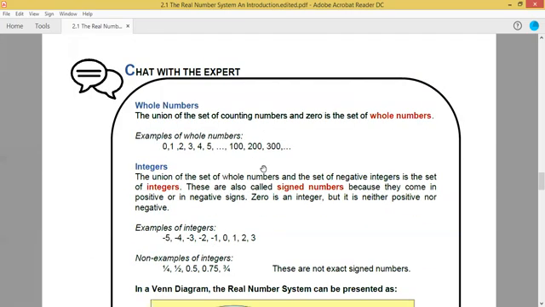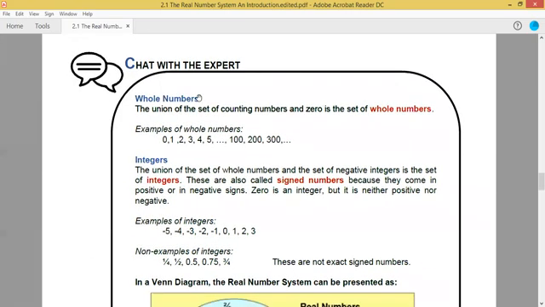The second type of numbers are the whole numbers. If natural numbers start from 1, whole numbers start from 0. For example, we have 0, 1, 2, 3, 4, 5, and the list goes on.